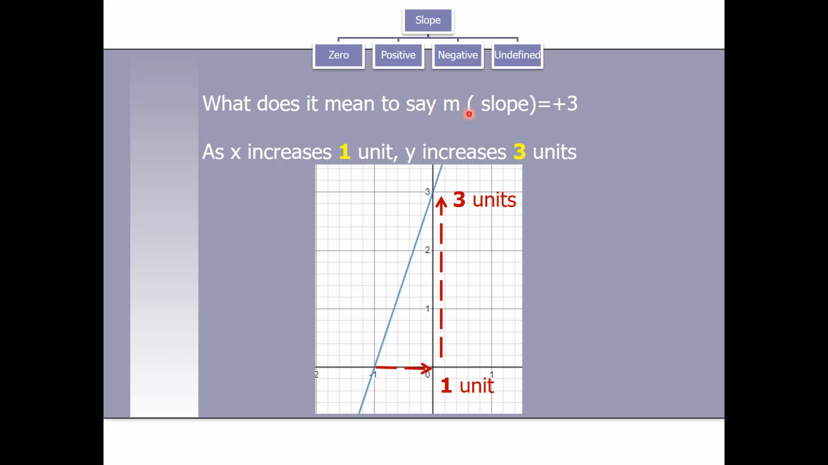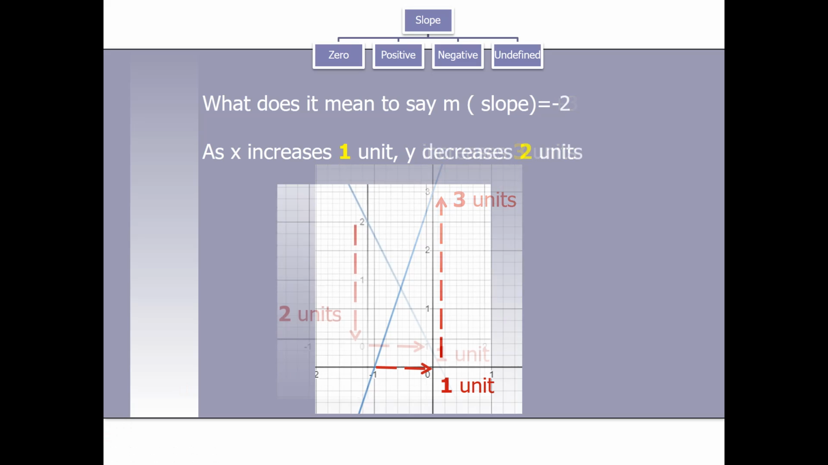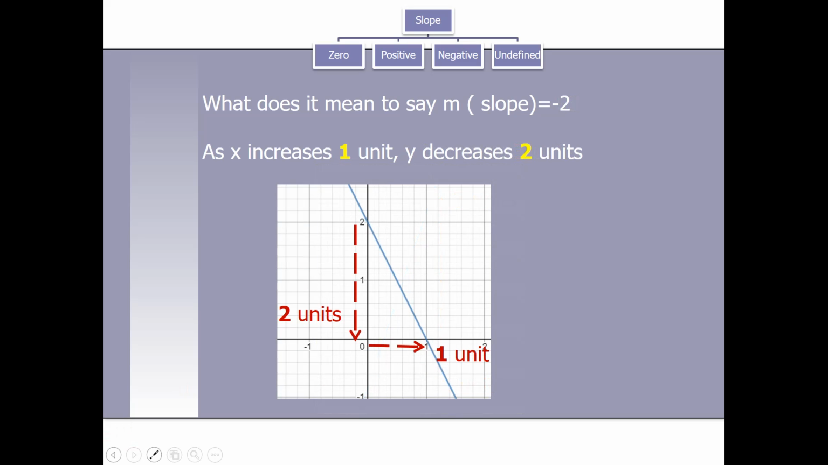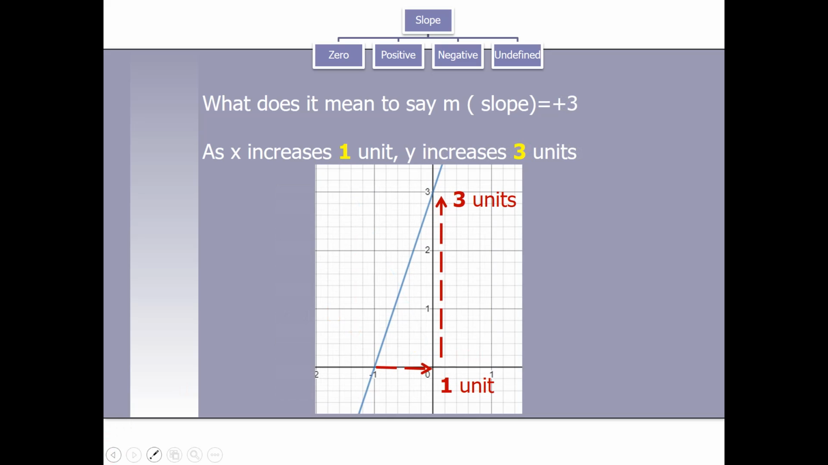What does it mean to say m, that is the slope, equals positive 3? It means that as x increases 1 unit, y increases 3 units. So this is the meaning of the slope. The ratio between the increase or the change in y and the change in x is 3. So sometimes we will say delta y by delta x equals 3. Okay.